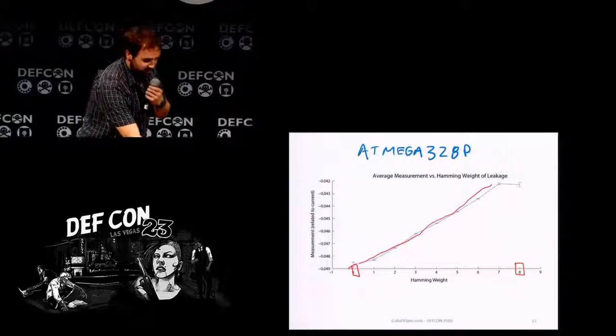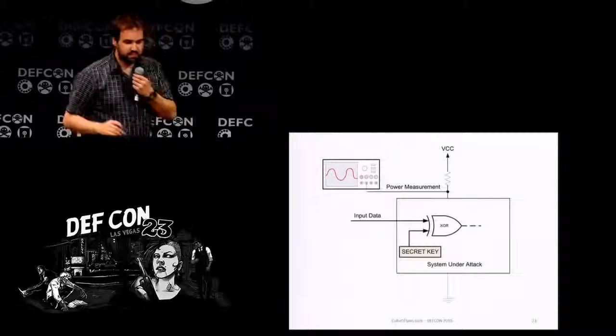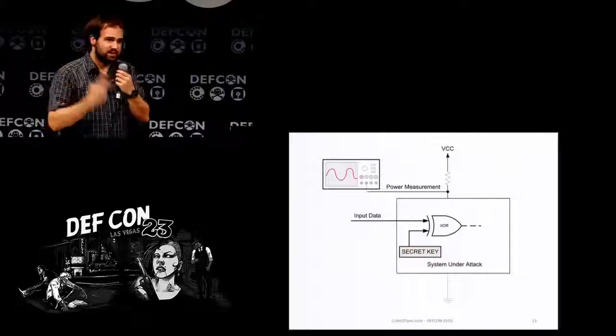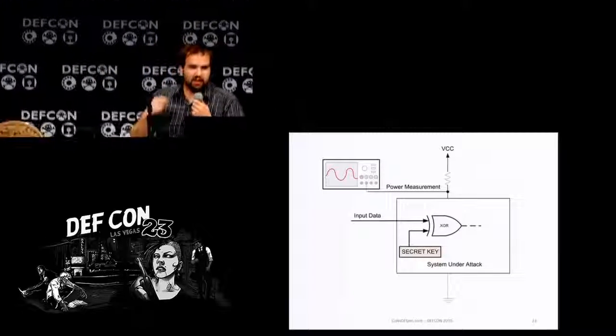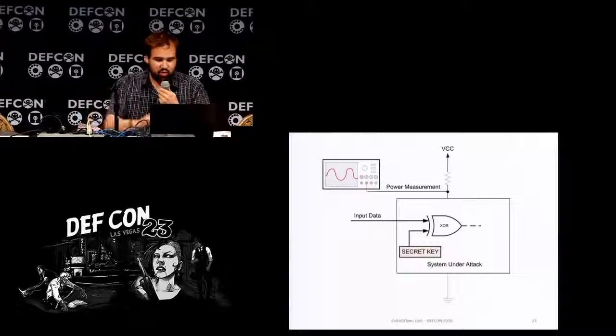Again, this isn't just hand waving. You can do these measurements and you can see it's a real thing. So all we've got so far is that we can look at the device and see how many ones are going across the data bus. What else do we need? We need a way of using that to break the cryptographic protocols.